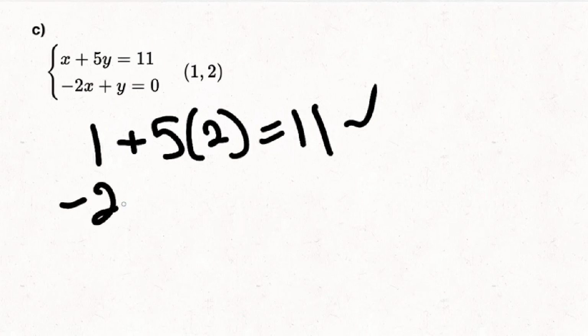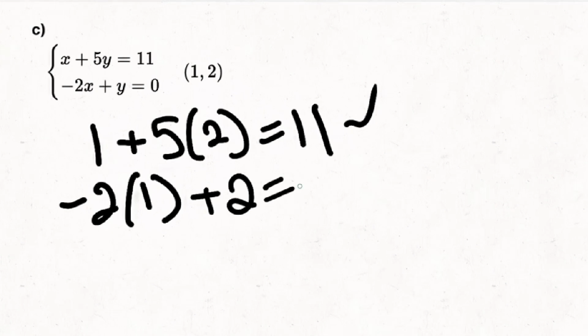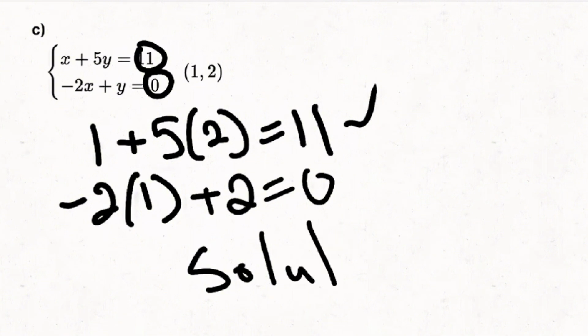Then we have the next equation, which is -2x plus y. So we plug in 1 for x, we plug in 2 for y, and that is indeed equal to 0, which is the exact same solution as is provided within the second equation. So this ordered pair is indeed a solution to the system of equations.